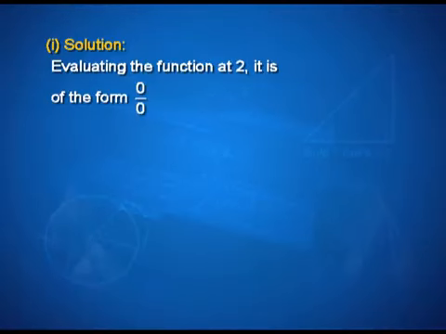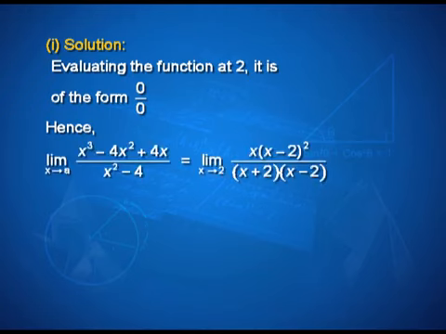Now, look at the solution. Evaluating the function at 2, it is of the form 0 upon 0. Hence, we can simplify limit of x cube minus 4x square plus 4x upon x square minus 4 as x tends to 2 as limit of x into x minus 2 whole square upon x plus 2 into x minus 2 as x tends to 2. Can you find something common in numerator and denominator?